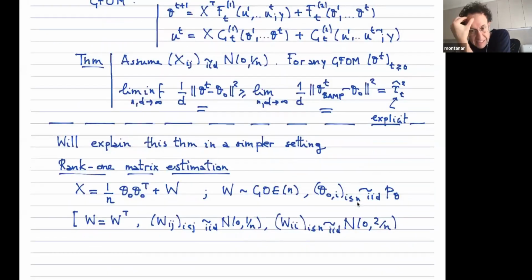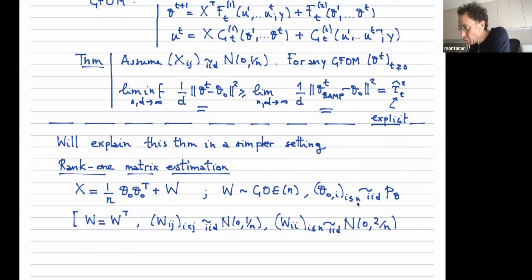But okay, so I decided that for explaining the basic idea it is better to use a simpler model. And the simpler model that I will use here is the rank 1 matrix estimation. And this is related, I think Leo Miolane will give a talk in this school. So he will talk about this type of problems. And I think Jean-Christophe Mourrat also talked about this type of problems.